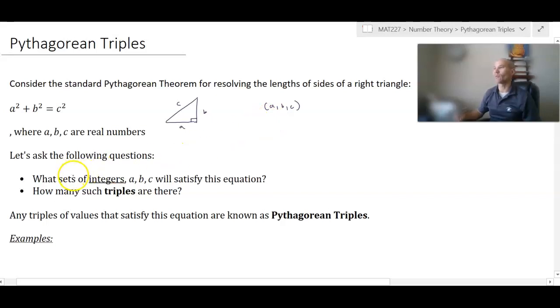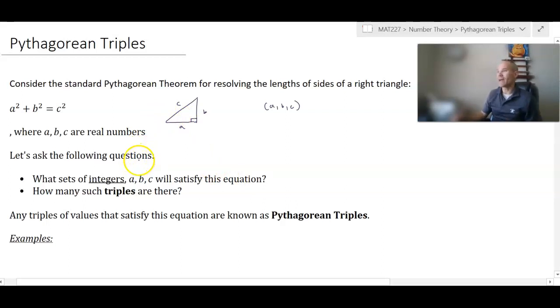So the question that we might have is, well, if I give you an A and a B, you can always, for the most part, calculate a C, and that value of C may or may not be an integer. What we're asking for is, what are the sets of integers that make this formula true? And that is a lot less trivial, because not every pair of values of A and B will generate an integer for C. And then another question we might have is, well, how many triples like that are there?